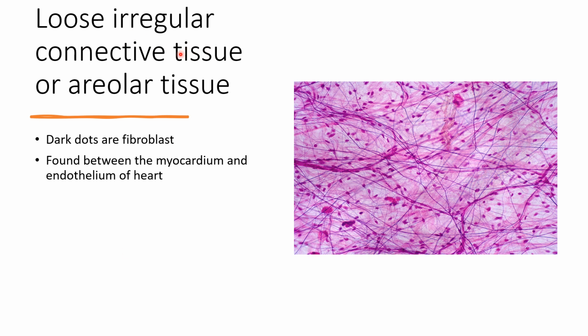And so we do have the loose irregular connective tissue. You can see these fibers here, collagen fibers and elastic fibers are coiled here, and this is pretty much the loose irregular. You can notice that the fibers run everywhere, and these dots here are usually going to be fibroblasts. Occasionally you can find some macrophages in there, but usually this is the loose irregular, and it is found between the myocardium and the endothelium of the heart, and also between the myocardium and the epicardium.